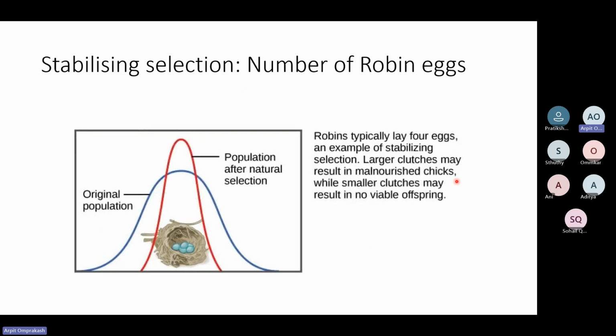Right. For stabilizing selection, we talked about the number of robin eggs. If there are more eggs, then the chicks will be malnourished and they won't be able to survive. If there are fewer eggs, by chance some of them might die. Therefore, the ideal number of eggs that a robin lays is somewhere around 4 to 5.